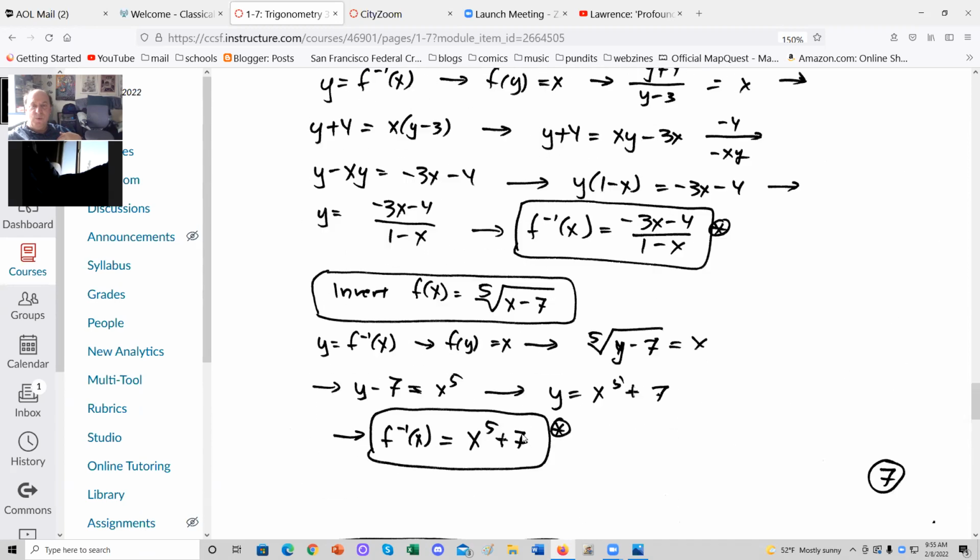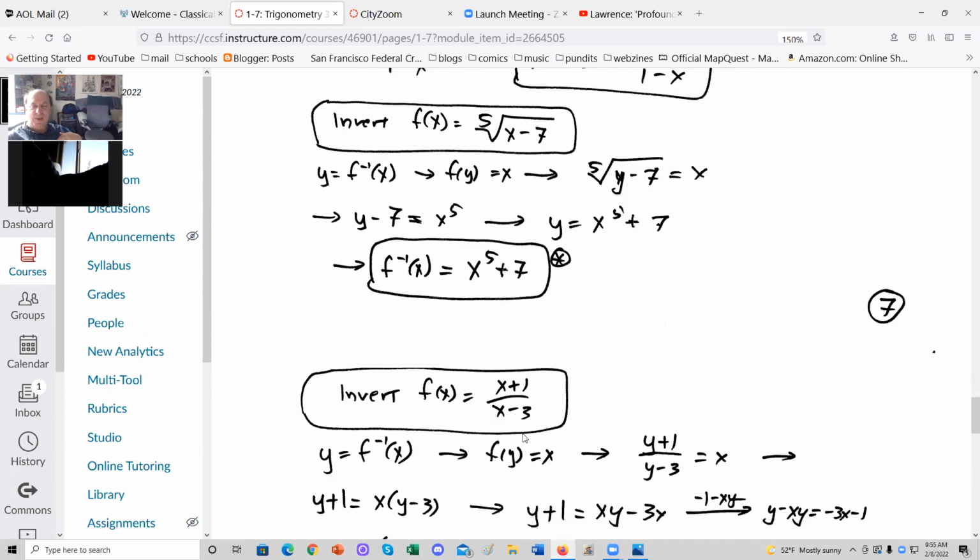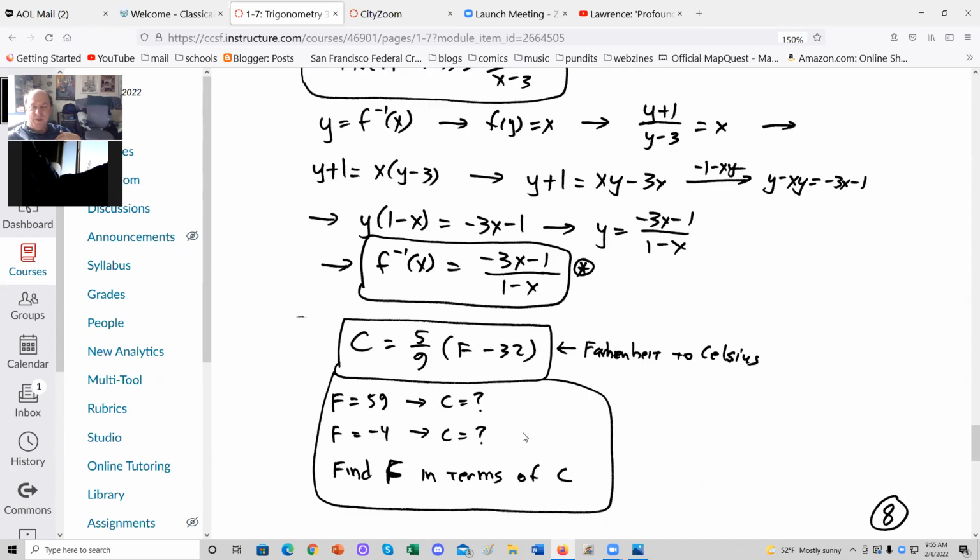That's f inverse. And whoops, have I? Oh, no, it's not quite the same. It was a close function, but not the same.